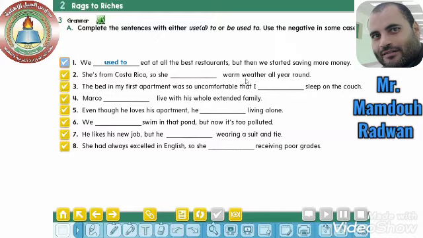Number two, she's from Costa Rica. So she space warm weather. What kind of word is the word weather? Yes, very good. It's a noun. And this is an adjective. So here when you have a noun or a verb plus ing, we use be used to. Which form of be is suitable after she? Yes, very good. Is. So here we say is used to. So she is from Costa Rica, so she is used to warm weather all year round.